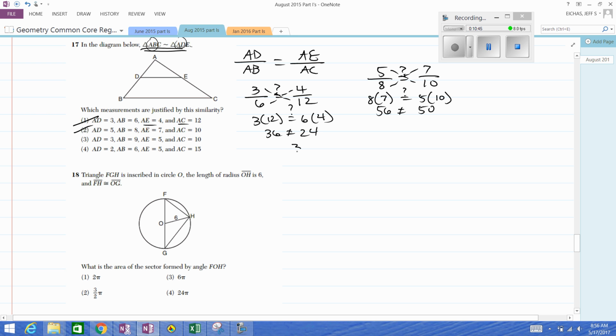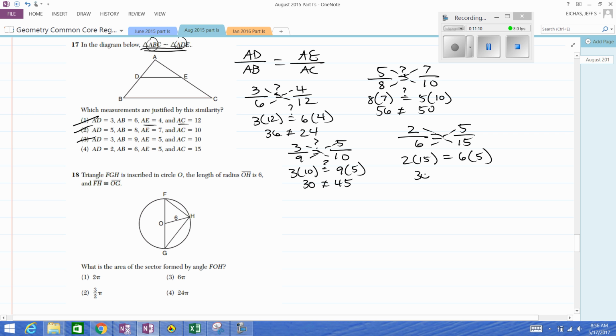3 to 9, 5 to 10. Not going to work. So that's not going to work either. We're down to the last one. This one hopefully will. Yes, it does. I can see it now. 2 times 15 does equal 6 times 5. All right, that's the one. Of course, there were probably more efficient ways of doing that, but that's the way I decided to do it.